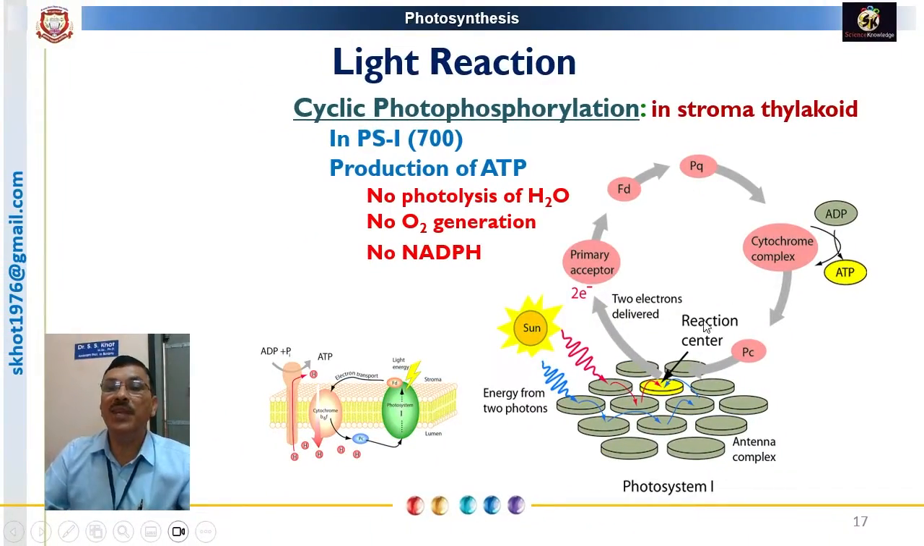This cyclic movement of electron is there. So whatever electrons are emitted, those come back to the reaction center. So this process is called cyclic photophosphorylation.